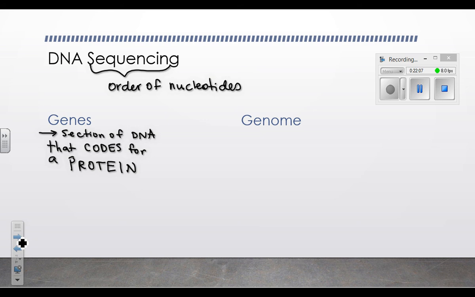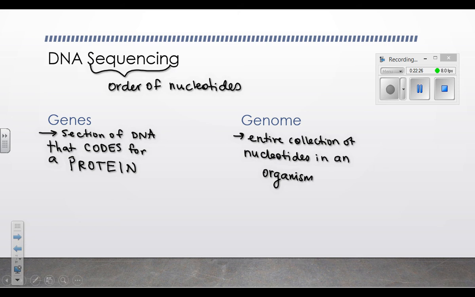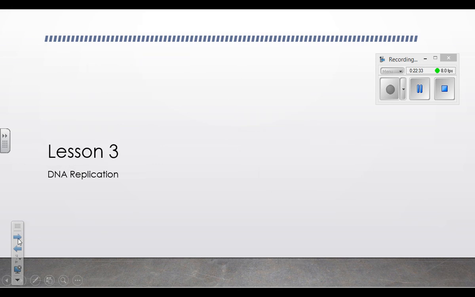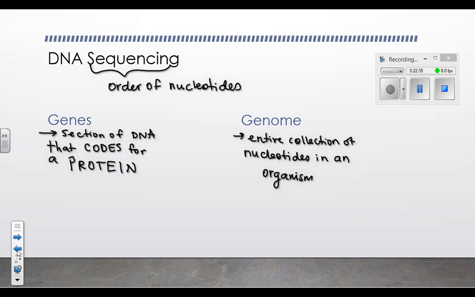A genome is the entire collection of nucleotides in an organism. So a gene is small, a genome is quite a bit bigger. You might have heard reference to things like the Human Genome Project, trying to map every chromosome that humans have to figure out what all of the gene possibilities are.